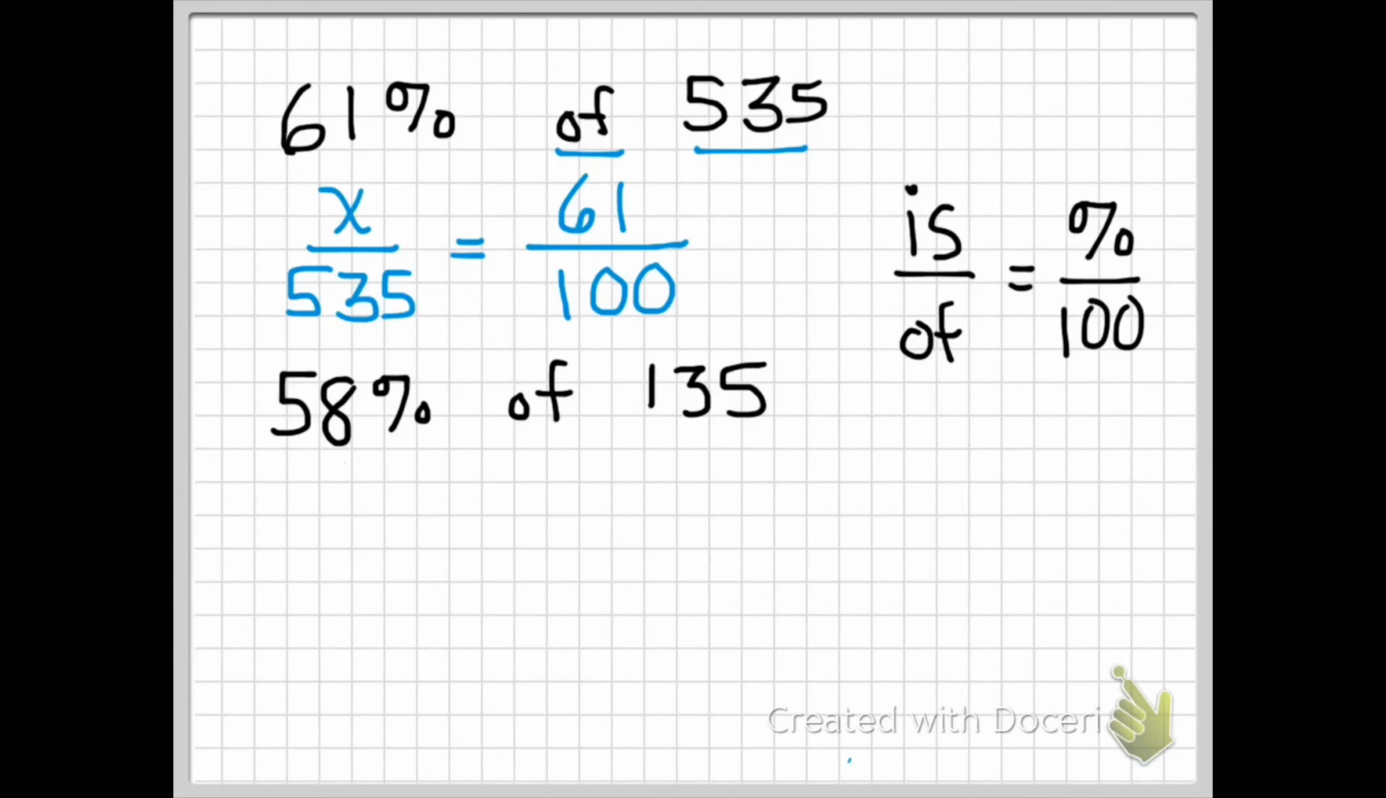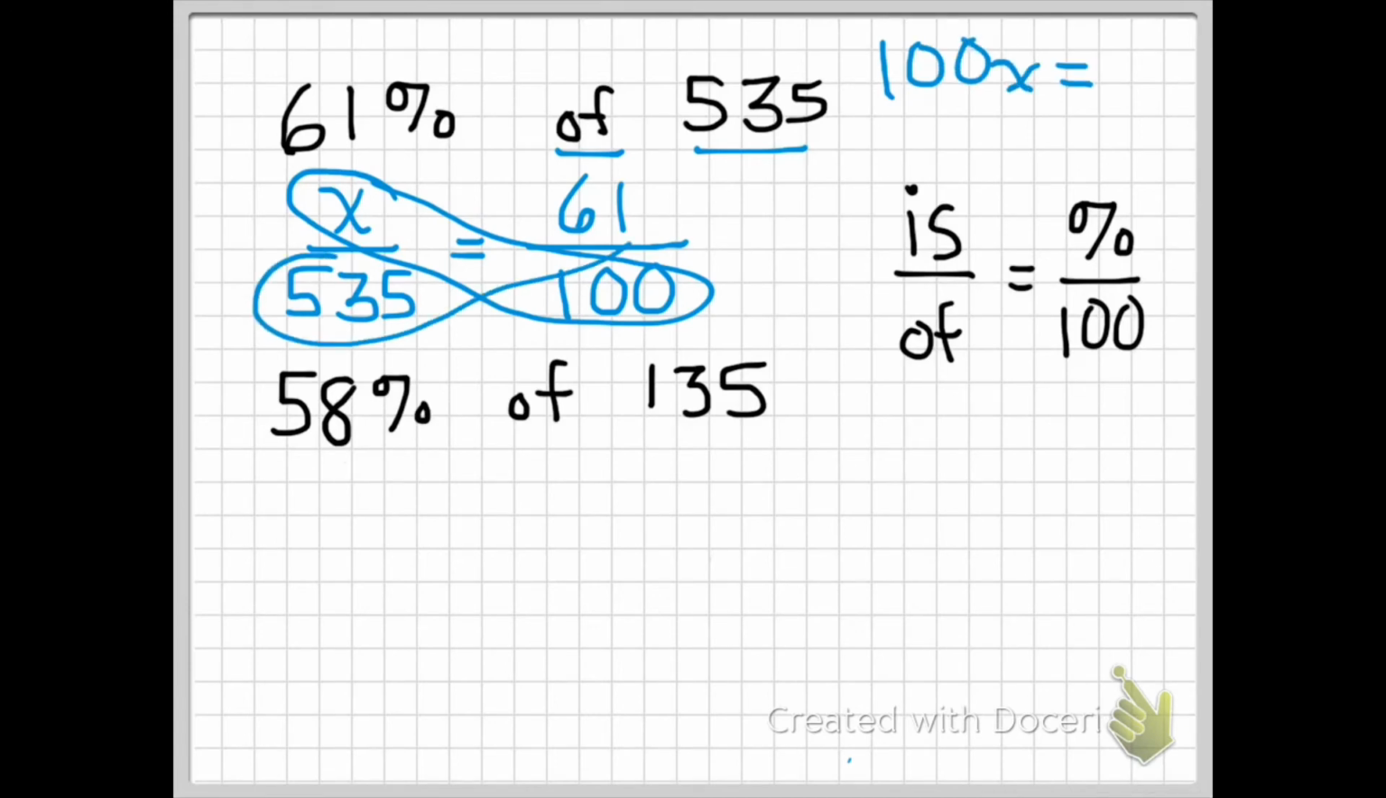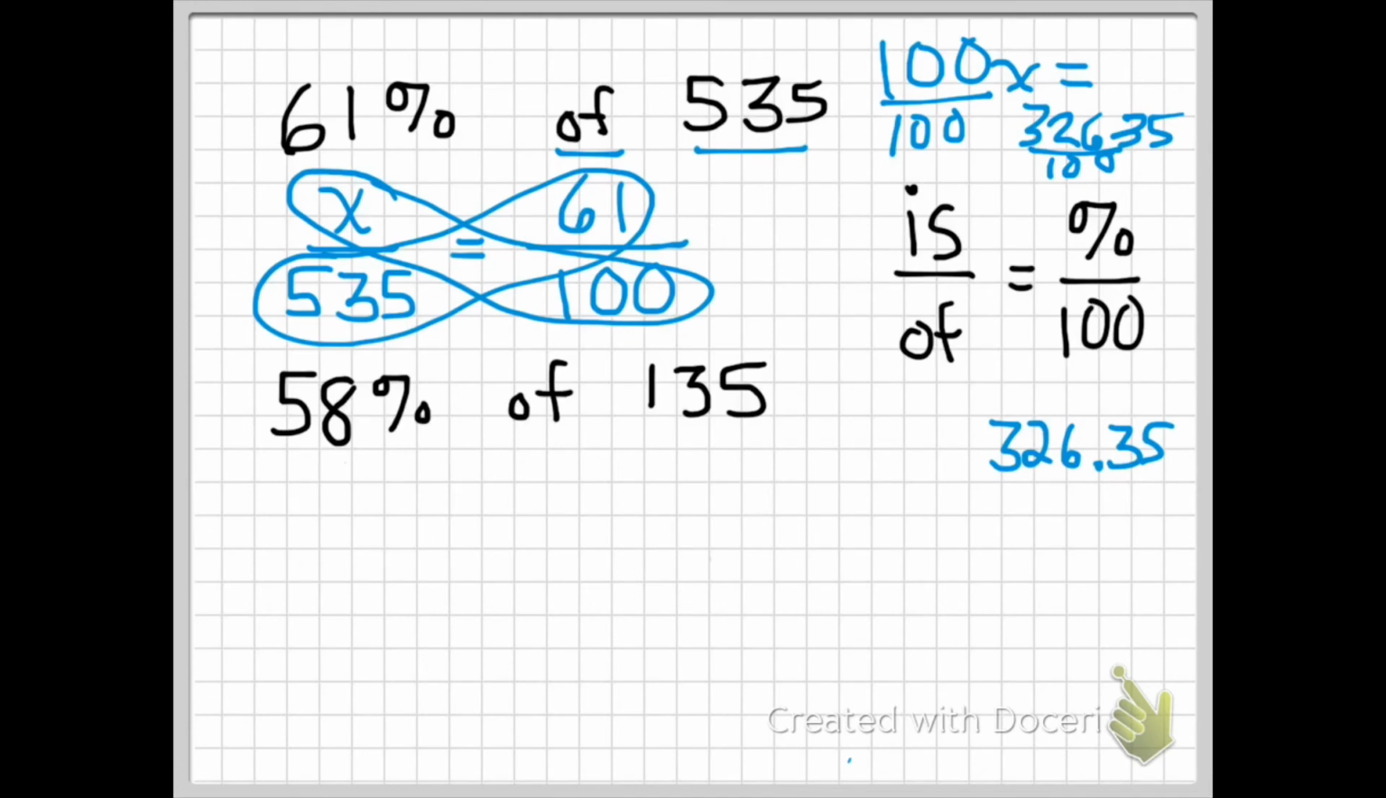So what we're going to do is cross products. We talked about this before when we looked at proportions. We're going to look at our cross products here, which is 100 times x, which can be written as 100x, equals 535 times 61, which is a super big number here: 32,635. Then to solve for x, we divide by 100. And when we divide by 100, we end up getting 326.35.